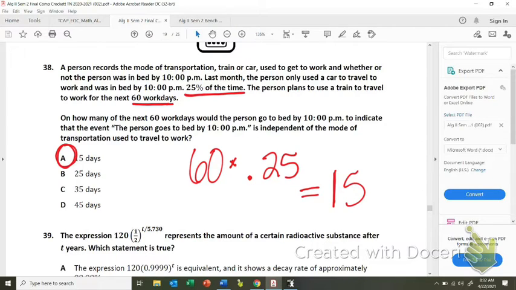Now, what if it said 50% of the time we was in bed by 10? Multiply by 0.5, and it would be 30. What if it said 75% of the time? We would multiply by 0.75 and get 45 days. Yes, exactly. Good.